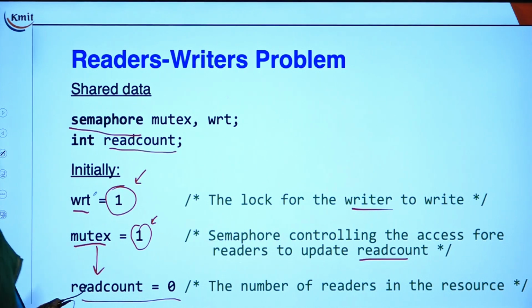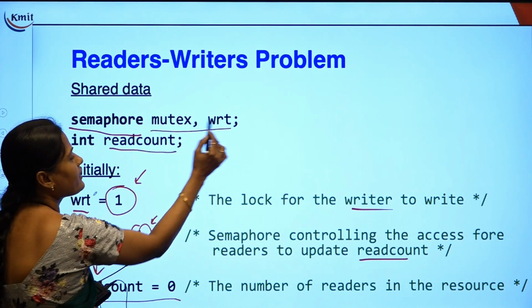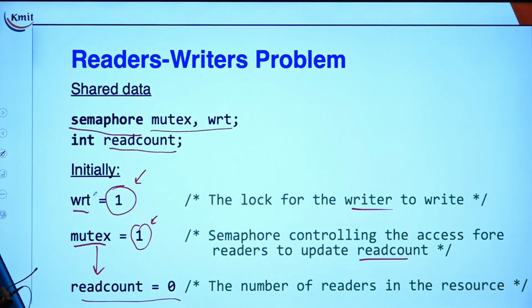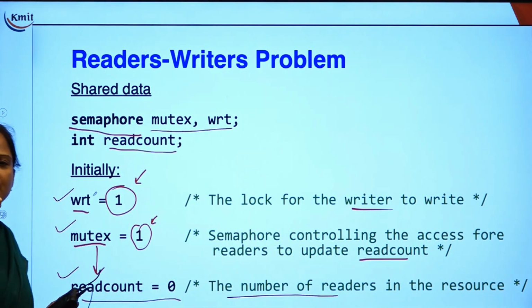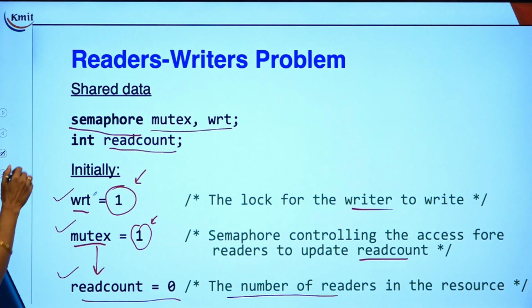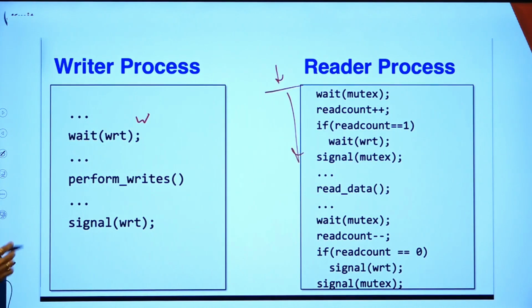Now, to implement this in the form of a critical section, we use two semaphore values. One is your mutex, the other is your WRT, where the WRT variable is initially 1, the mutex is also 1, and then you have read count. This indicates the number of readers that are currently using that particular resource. Now, this is the code for your writer and this is the code for your reader.